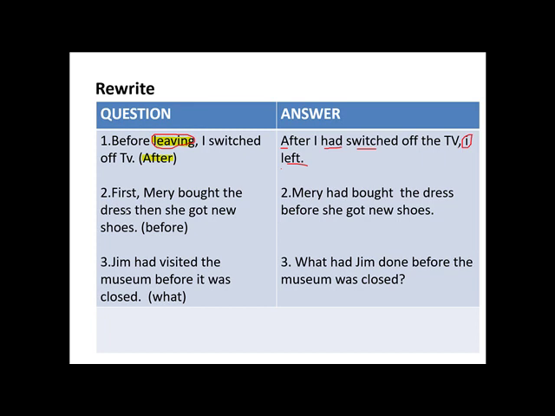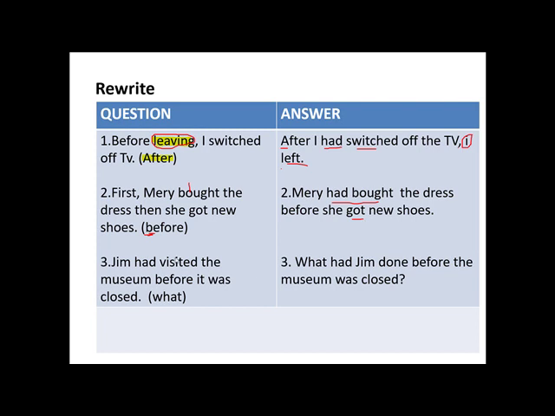First, Mary bought the dress, then she got new shoes. This is what I'm talking about. You see here, "before" starts with a small letter. That means it should be in the middle of the sentence. Which happened first? Did Mary get the shoes first or the dress first? That's right. Mary got the dress first. So say: Mary had bought the dress before she got new shoes. This is past simple and this is past perfect.